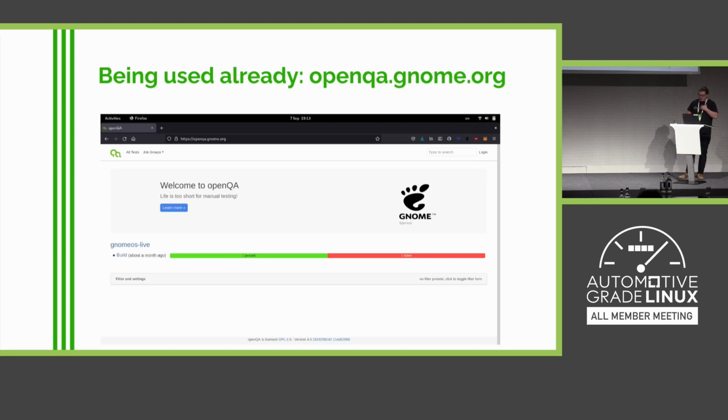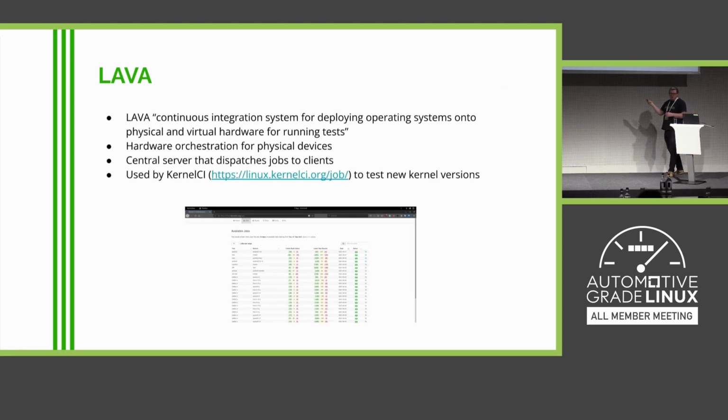Okay, so we've heard a lot about virtualization. This is testing and emulation, as I said, which is really important to help speed up the development loops. But ultimately, we are interested in testing on hardware, particularly non-functional requirements and things like that you're not going to catch in emulation, and a whole host of other reasons. That's where Lava comes in. Again, most people probably know what Lava is, but very quickly, it describes itself as a CI system for deploying operating systems onto physical and virtual hardware for running tests. So it's essentially hardware orchestration for physical devices.